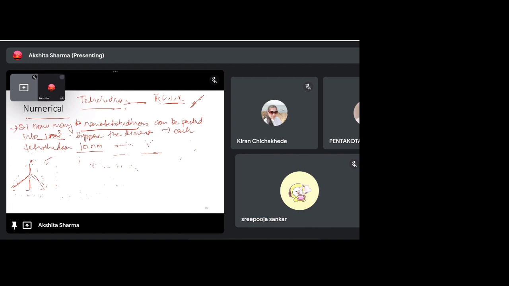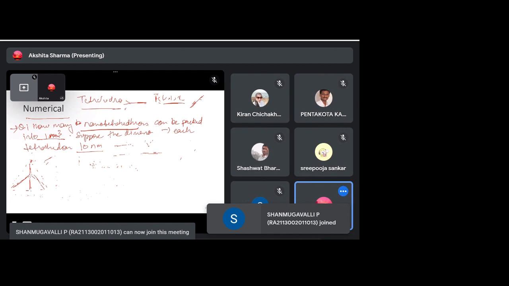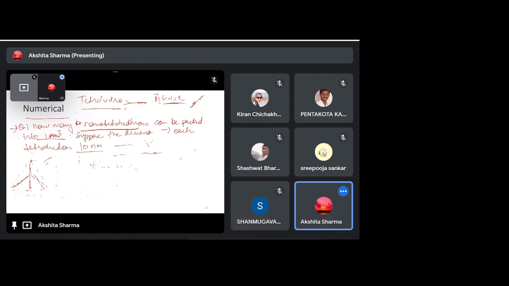What is under root 6? Answer in the chat box. Give me the value of root 6. 2.45. Yes. Then divided by 3 into 10. So the volume comes out to be 272.2 nanometer cube. This is the volume of one nanotetrahedron.